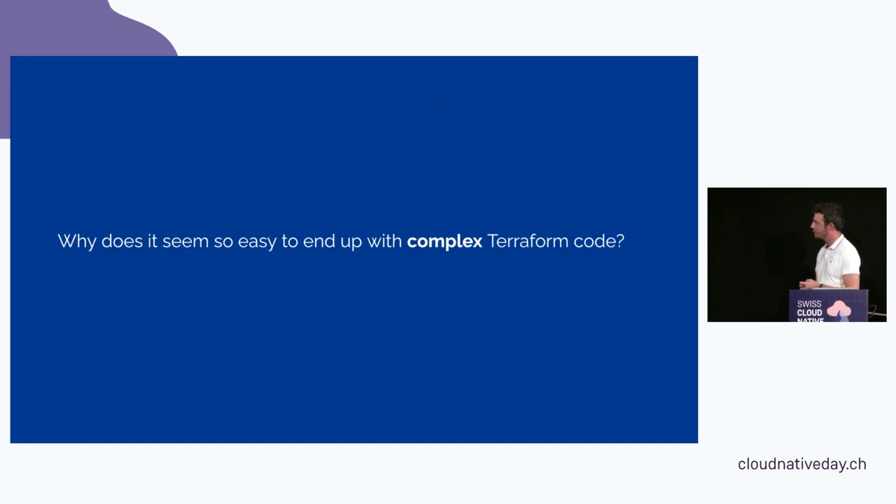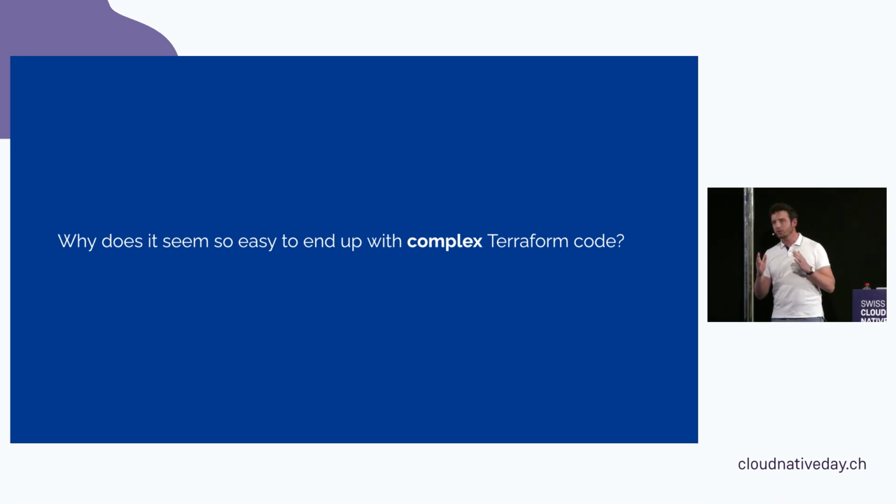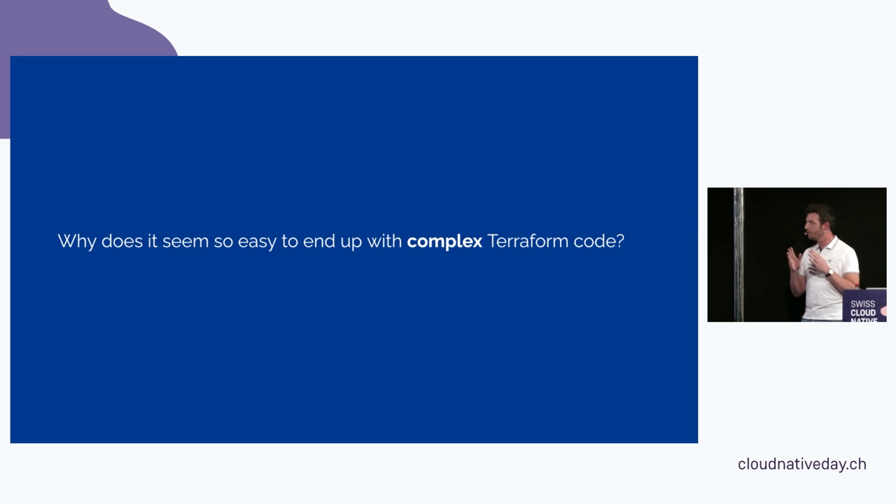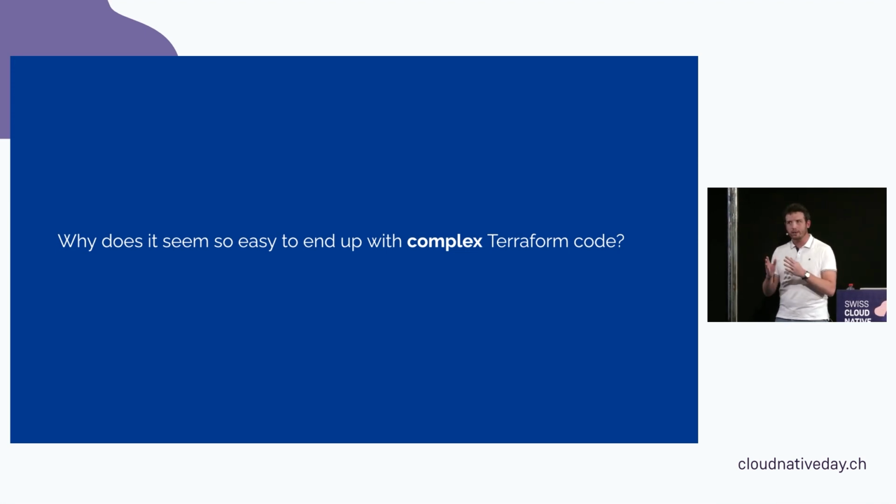As I was preparing this talk, I asked myself this question. Why does it seem so easy to end up with complex Terraform code? Not necessarily bad, but complex. When I start working on a project, the Terraform code is pretty good, it's nicely modularized. We go on holiday for a couple of weeks, and when we come back, it's the jungle, pretty much. And I think there are a couple of reasons for this.